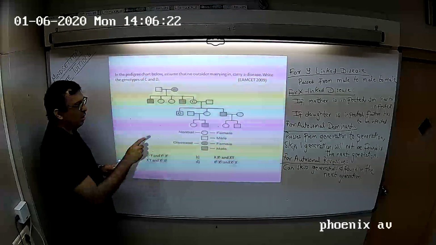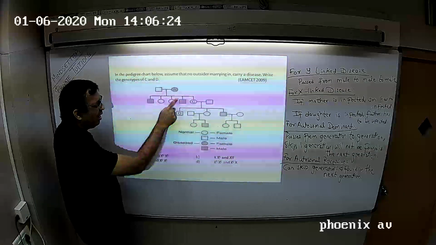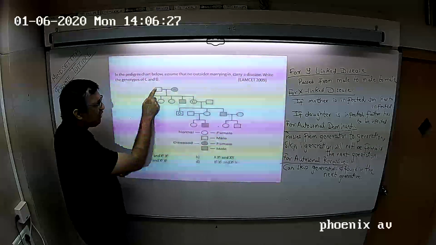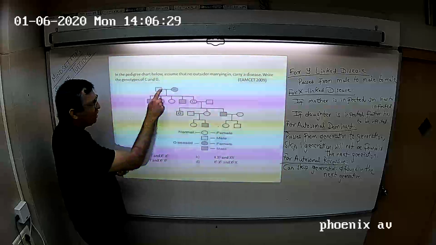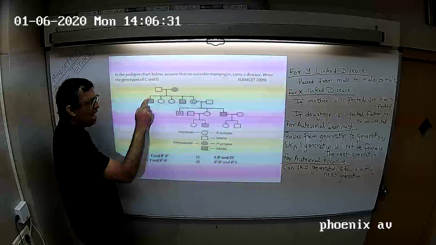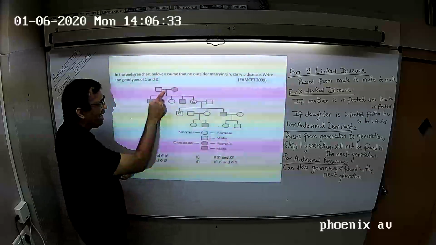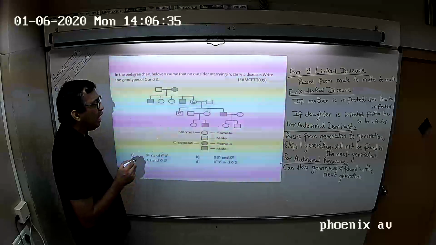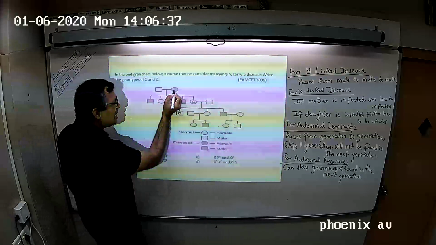So is this Y-linked? Can it be Y-linked? If son is diseased, father has to be diseased, and father is not diseased. So this is an X-linked disorder. ये Y-linked नहीं है, it's an X-linked, in which the mother is diseased.